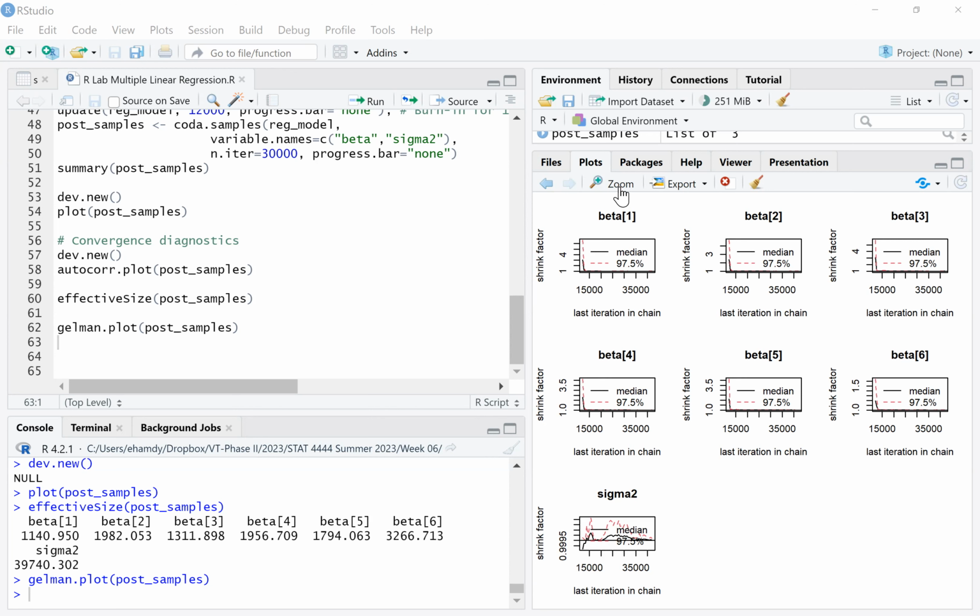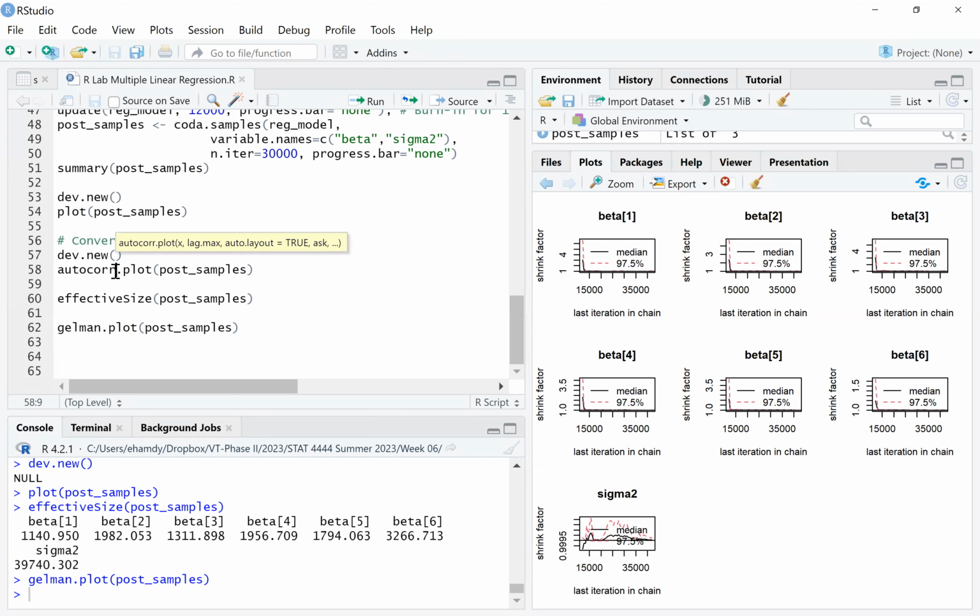And for sigma, it looks wiggly, but actually convergence happens, because see, it's very close to 1. Even this one is very close to 1. So looks like convergence happens for sigma squared. And I can increase the burn-in iterations, or the part I ignore, from 12,000 to be 13,000 or something. But in general it looks fine so far.